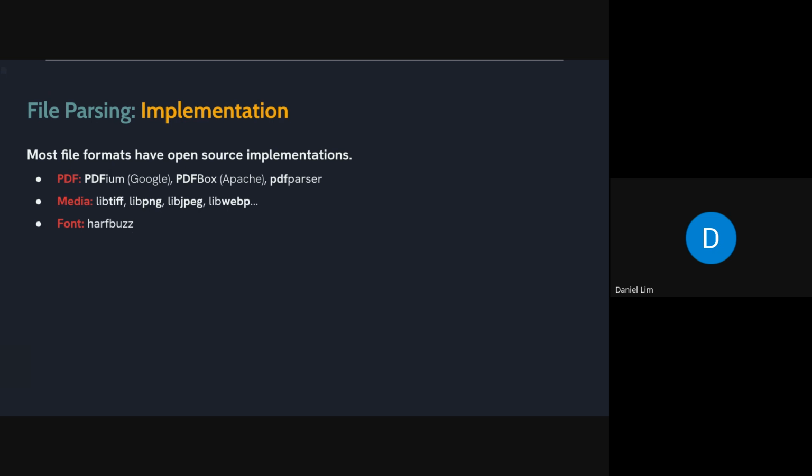So now we talk about implementation. Many of them have open source implementations. For example, for PDF, there's PDFium by Google, PDFBox, which is written in Java, or a PDF parser written in Python. So it depends on the programming language; people can use different libraries. And then for images or videos, there are libtiff, libpng, libjpeg, libwebp. We can all use these open source ones. Then for fonts, there are, I think, fewer open source ones, but the very popular one is HarfBuzz.